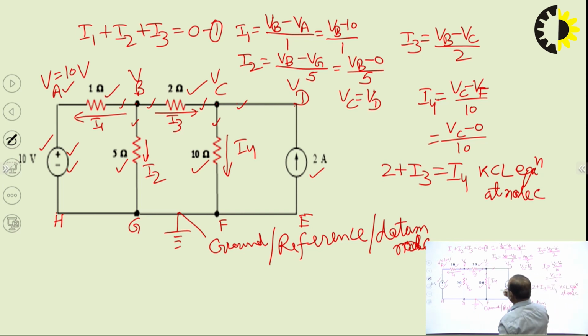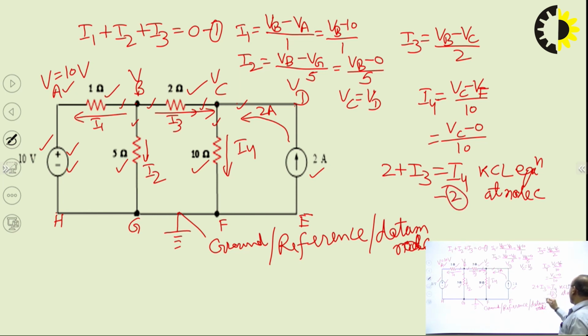How do we write this equation? We can see here this 2 ampere current is entering this node C, while this I3 is also entering this node C, and I4 is the outgoing current, leaving node C. So entering current equals leaving current. That's why 2 plus I3 equals I4. This becomes equation number 2. And this is the KCL equation at node B.